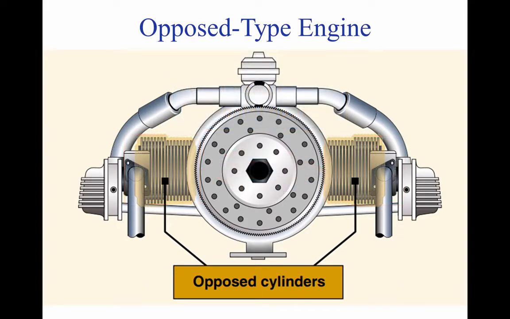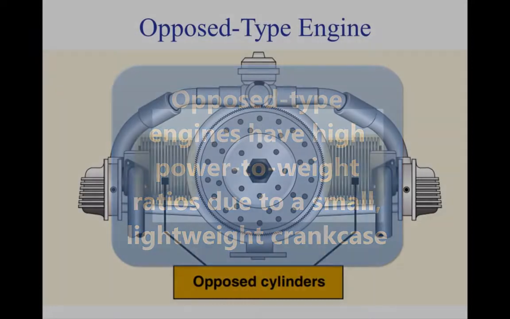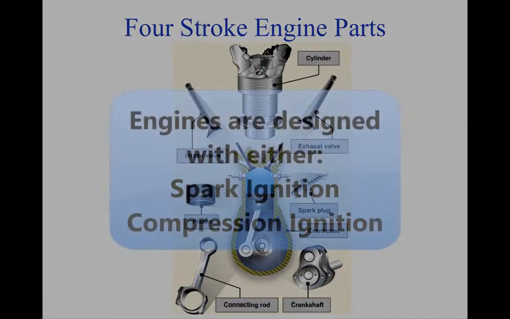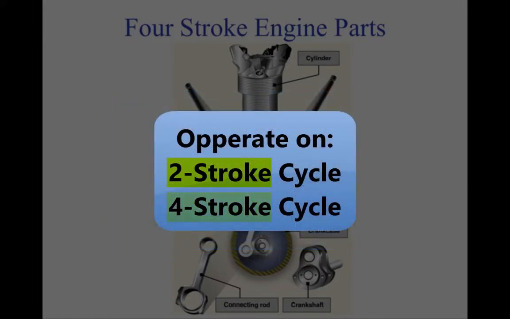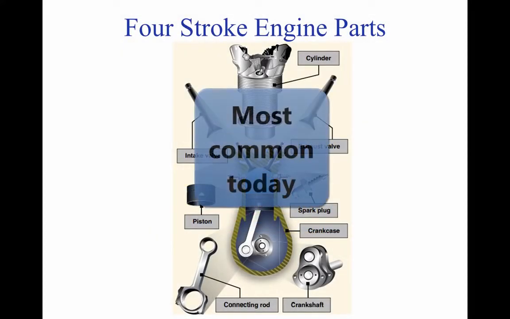Opposed-type engines have high power-to-weight ratios because they have a comparatively small, lightweight crankcase. In addition, the compact cylinder arrangement reduces the engine's frontal area and allows a streamlined installation that minimizes aerodynamic drag. Depending on the engine manufacturer, all of these arrangements can be designed to utilize spark or compression ignition and operate on either a 2- or 4-stroke cycle. Spark ignition 4-stroke engines remain the most common design used in general aviation today.